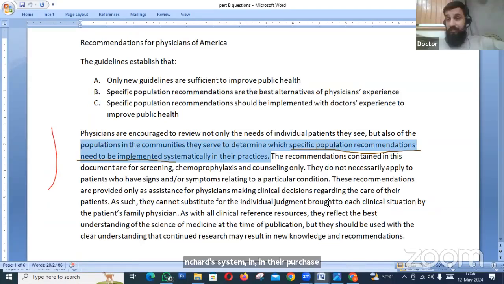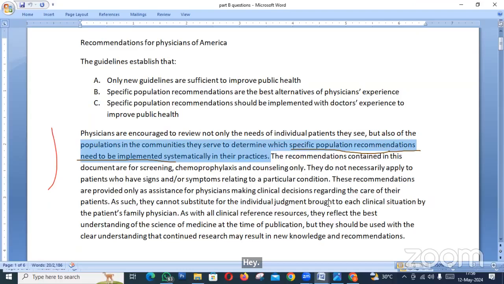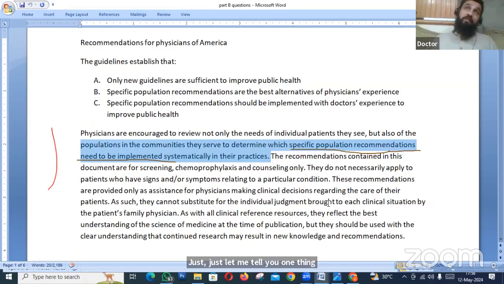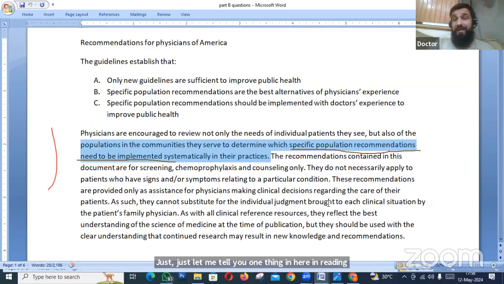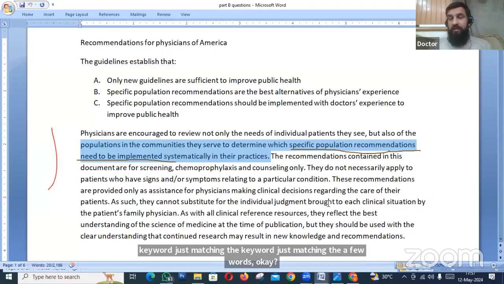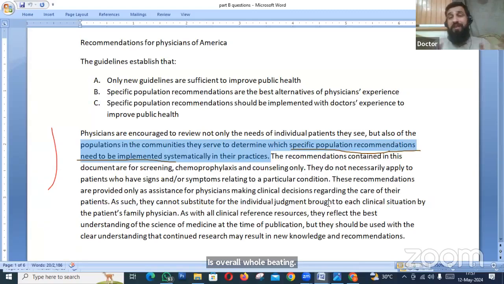Yeah, correct is C, but where can you find the answer in the text? Third line, needs to be implemented systematically in their practice. Just let me tell you one thing. In reading part B and C, it's not like just matching the keyword, just matching a few words. It's the overall whole meaning. Sometimes they ask what this text is talking about, the main heading. What would be the heading for this text? Or what is the theme of this text? Even sometimes the question could be like this also.